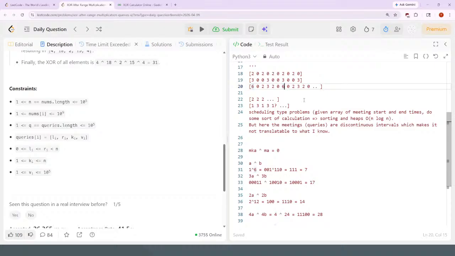Multiply by 2, divide by 2 at the same index. Multiply by 3, divide by 3 at the next index. And then skip over an index and then multiply by 3, divide by 3. That doesn't make sense.